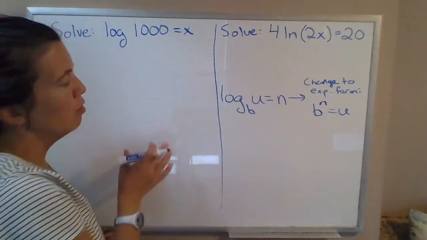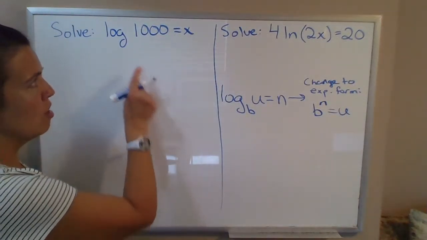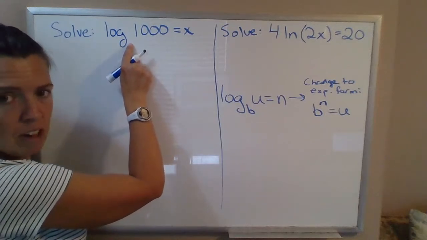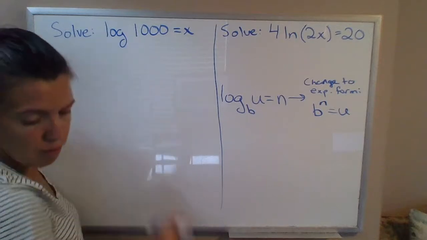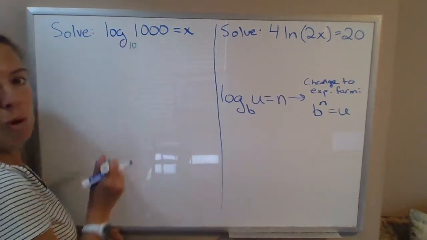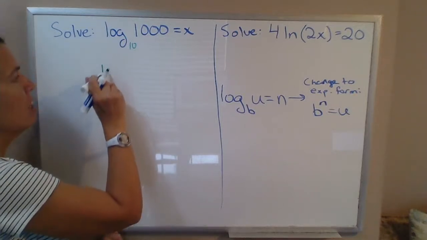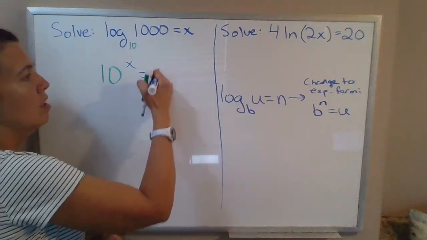Okay, so if we take that over here and apply it, then the first thing we want to ask ourselves is, well, what's the base? I don't see a base. So remember that when you don't see a base, it's implied that this is the common logarithm whose base is 10. And so when you put this in the exponential form, it's 10 raised to the x power equals 1,000.